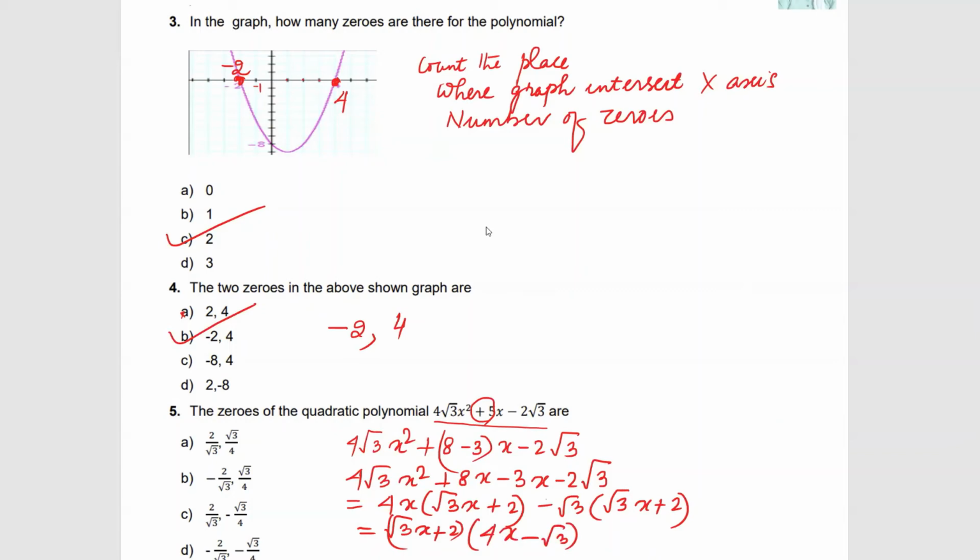This gives you 2 values of x. One is, I'm writing here, root 3x plus 2 is 0. So root 3x is minus 2. X is equal to minus 2 by root 3. Second is 4x is equal to root 3. X is equal to root 3 by 4. So root 3 by 4 is positive and minus 2 by root 3 is negative. So you have to check carefully. A is not the answer. Is B the answer? Yes, B is the answer.